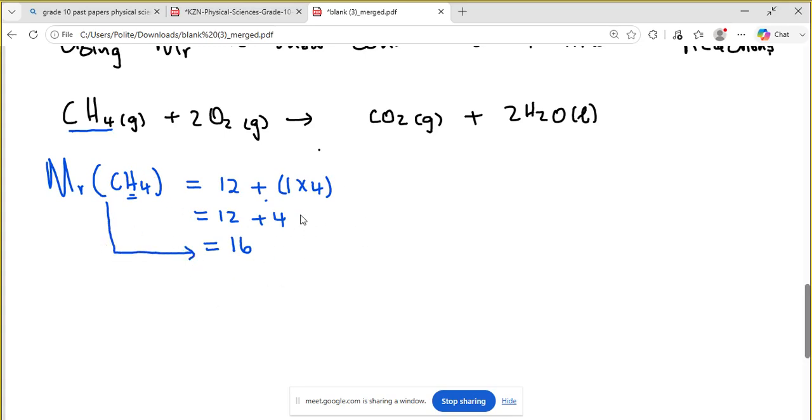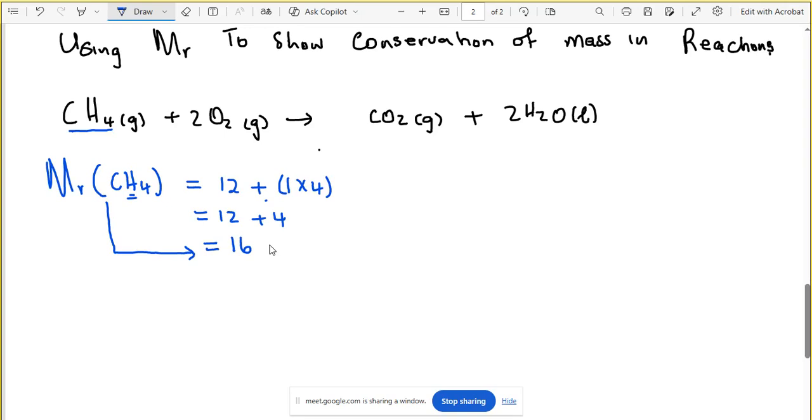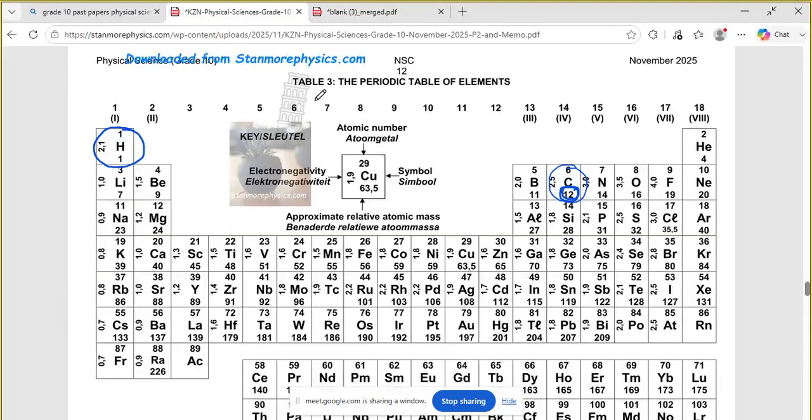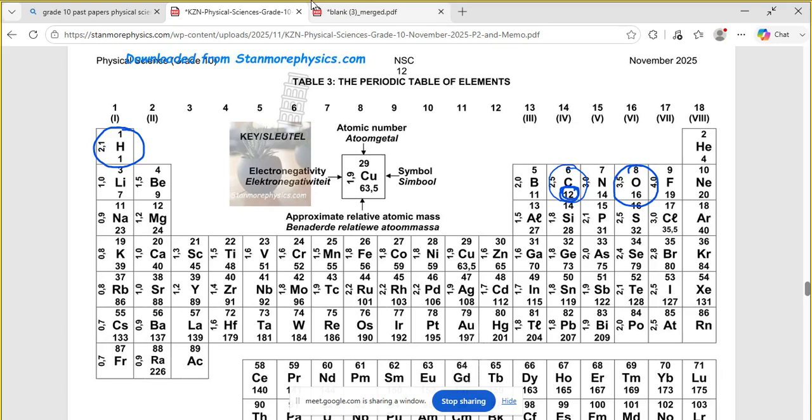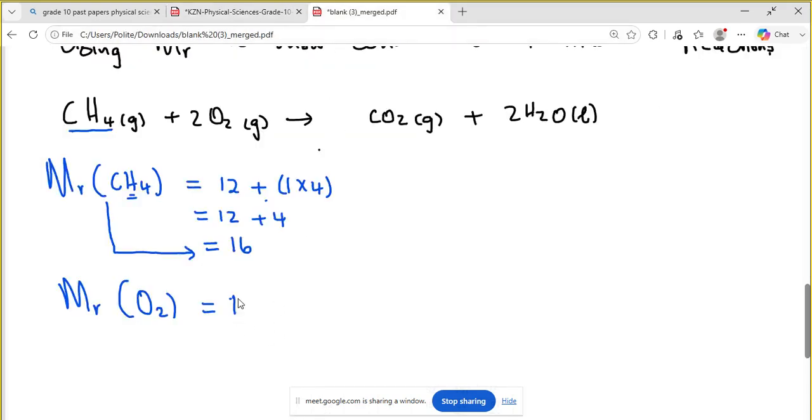So when you have the molar mass of CH4 as 16, you need to find the molar mass of what? The molar mass of that O2. To find the molar mass of O2, you go to your periodic table and look for O. What is the number that you see below O? 16. Then you come back this side and say 16. But now, how many atoms do we have there for oxygen?